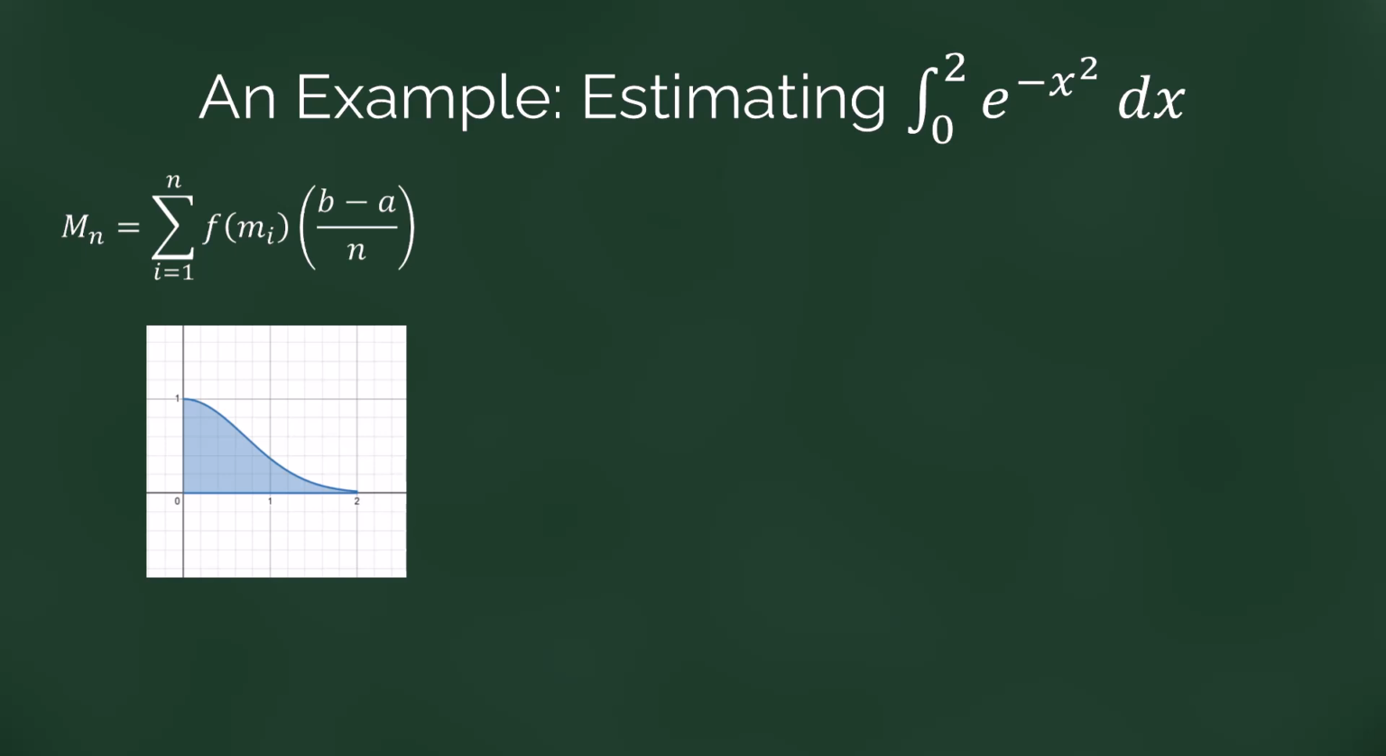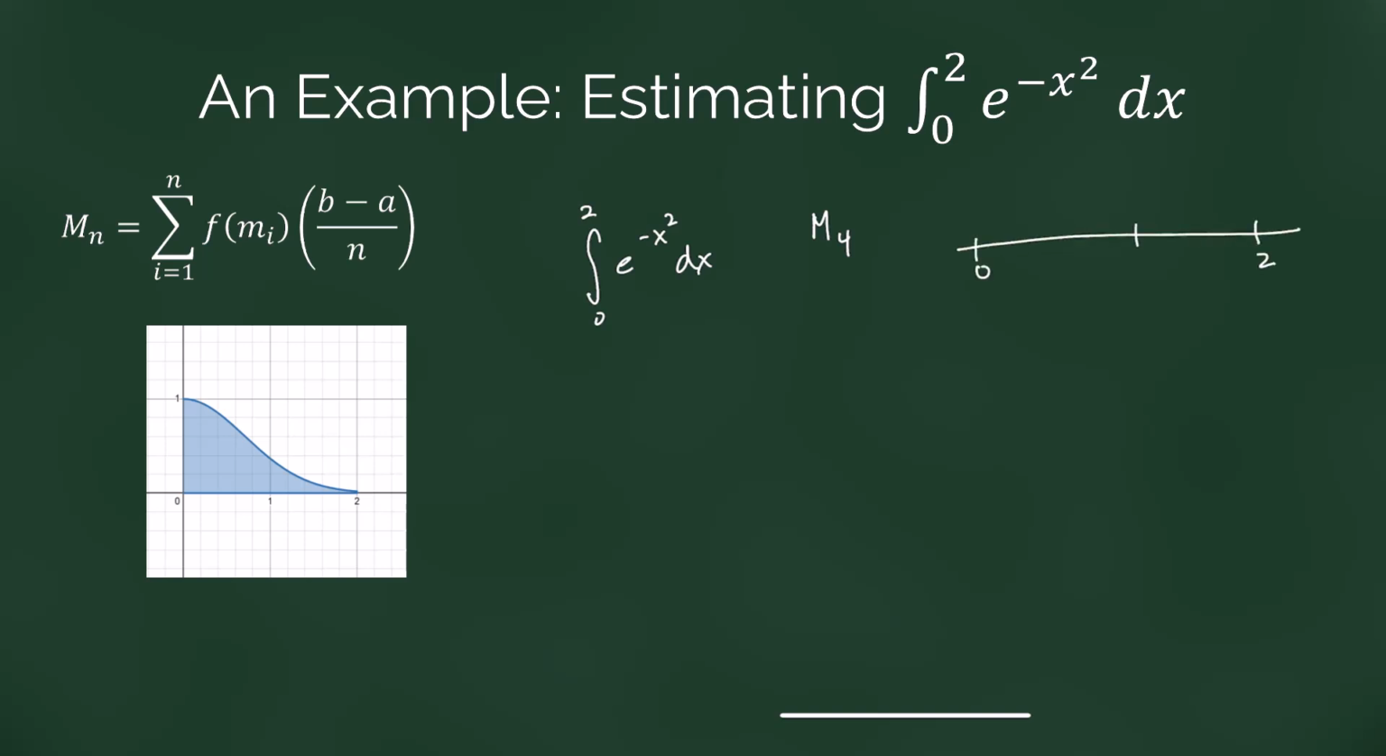Let's use one of our earlier examples of a function that does not have an analytical antiderivative in order to see how the midpoint formula works. So we're going to estimate the integral from 0 to 2 of e to the negative x squared dx. Using the midpoint formula, the first thing we need to figure out is what our m sub i values are. So we have the region from 0 to 2. If we split that up into 4 regions, we're going to find m sub 4.